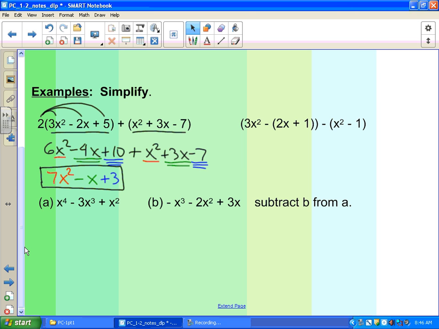It's a good idea, if you're not real comfortable with combining like terms, maybe you color code them like this, where you draw circles around ones that are the same and then squares or shapes or something to distinguish them.